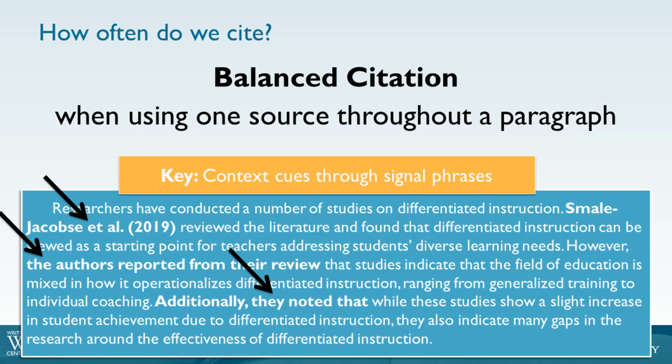By citing in this first sentence and then incorporating these signal phrases, the writer has achieved balanced citation, while still ensuring the reader knows where this information is coming from.